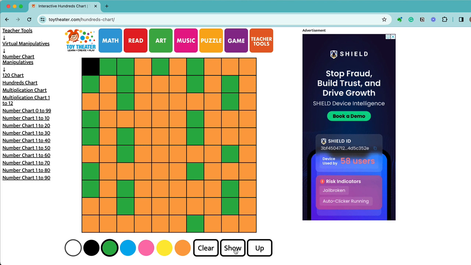So let's hide this, and you can see everything that's in green is a prime number. Everything that's orange is composite, and the one in black is neither prime nor composite. So this is basically the grid of prime numbers in 100.